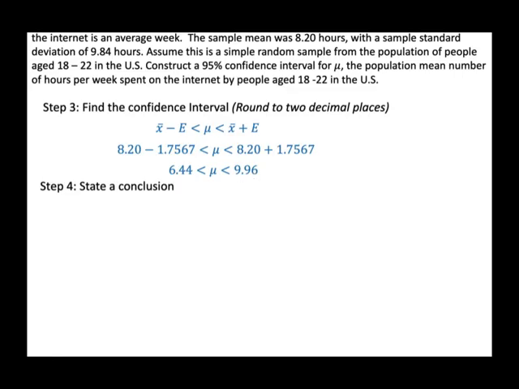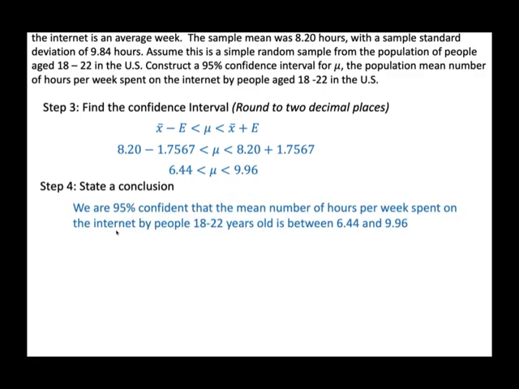And then draw the conclusion. I need you guys to state the complete sentence. First, we do have a 95% confidence level, right? And then you're gonna look at the statement here: population mean number of hours per week spent on the internet by the people aged in this group. Okay, so I'm gonna say we are 95% confident that, then you're gonna copy this sentence, that is in between what you look for the confidence interval.